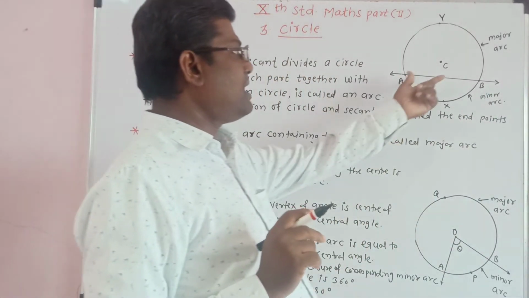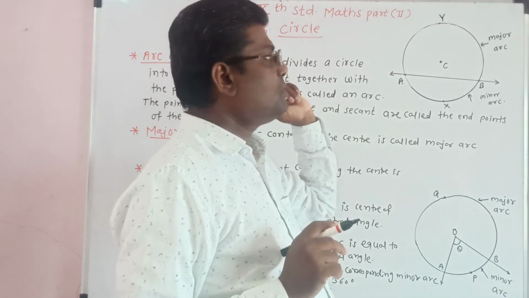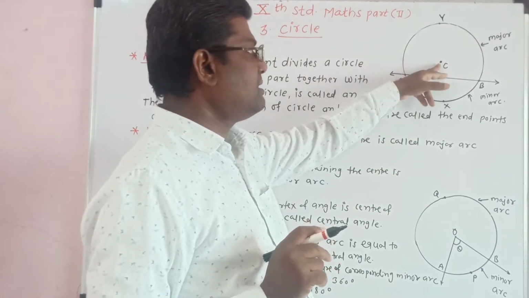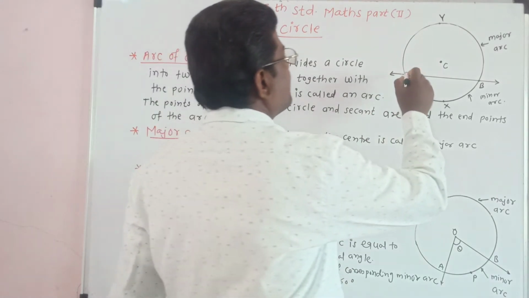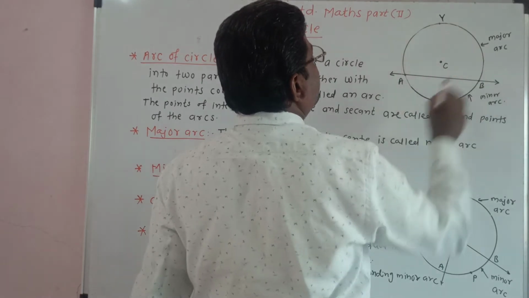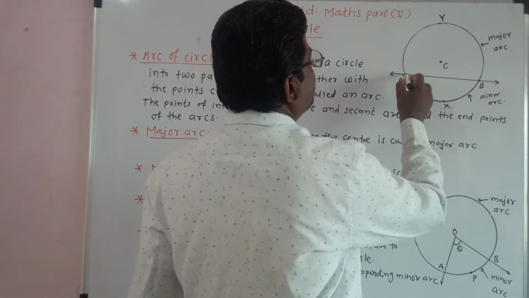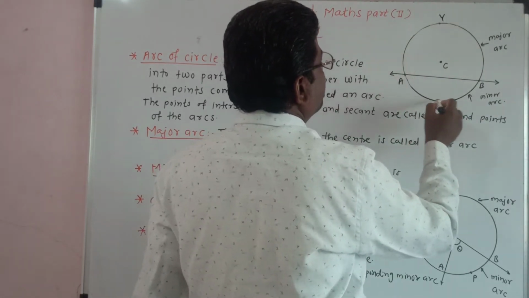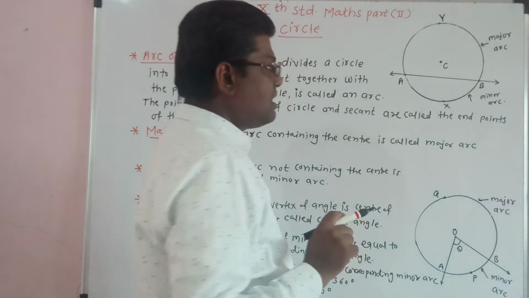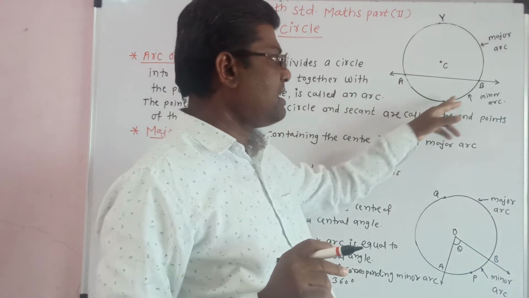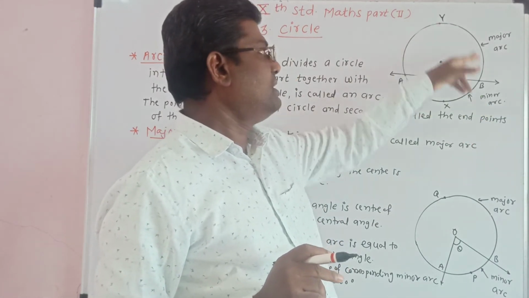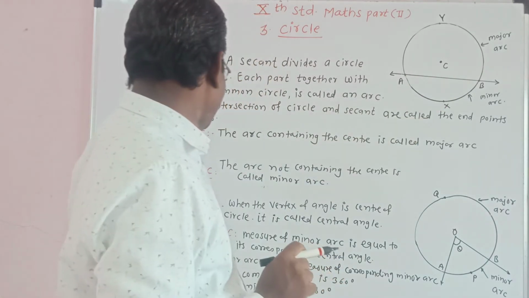Thus a secant divides the circle into two parts, and the part which contains the center is called a major arc. This is a major arc, and the part of a circle which does not contain the center is called a minor arc. Therefore arc AXB is a minor arc and arc AYB is a major arc.